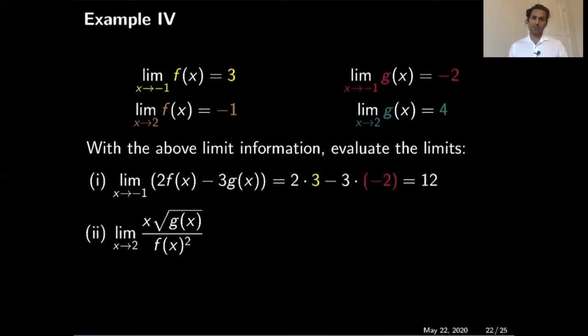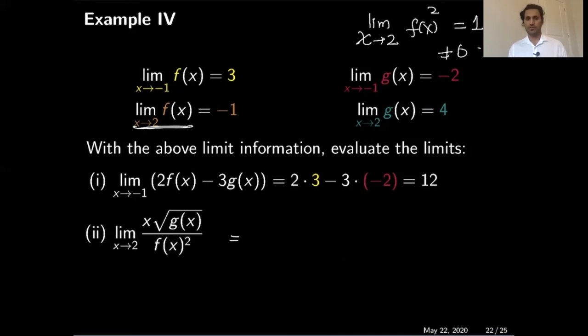One more problem here. You have the function x times square root of g(x) divided by f(x) squared. Before you use the quotient rule, you must check that the limit in the denominator is not 0. As x approaches 2, f(x) is -1. So this limit is 1, which is not equal to 0.